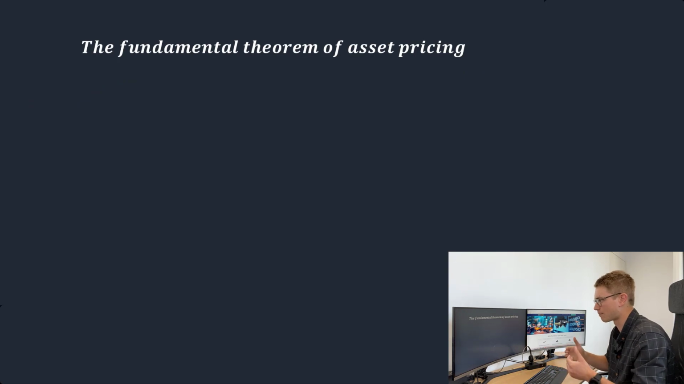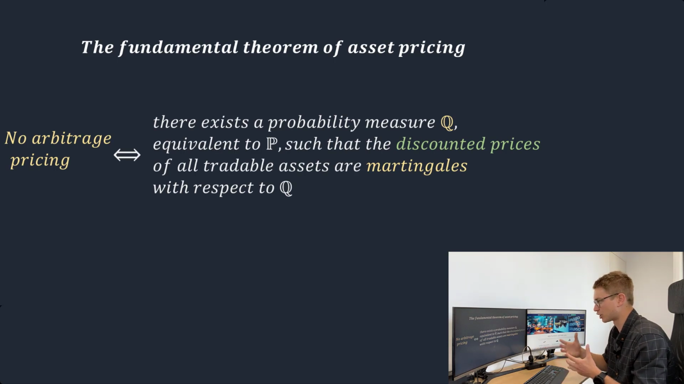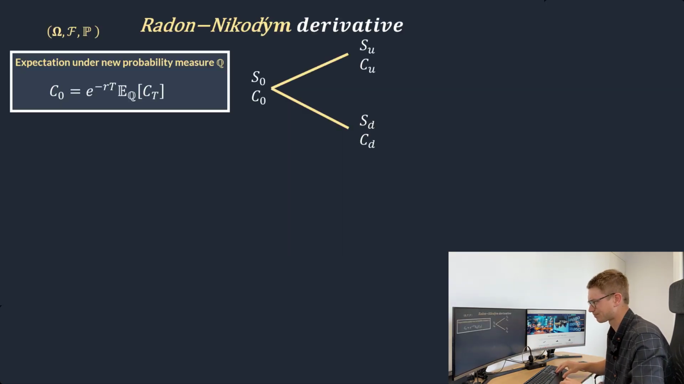So now if we just remember what the fundamental theorem of asset pricing is, no arbitrage pricing: there exists a probability measure Q that's equivalent to P. What we mean by equivalent is just that they have the same probability space and that all the sets of outcomes with probability zero are the same, such that the discounted prices of all tradable assets are martingales with respect to Q. So what do we mean by that? We mean that the expectation of the discounted price of a particular asset that we're trying to model is not equal to 0, it is equal to the previous price that it was before. So that's what a martingale is.